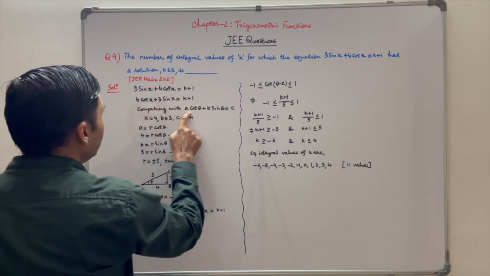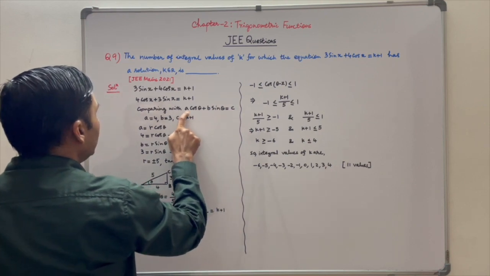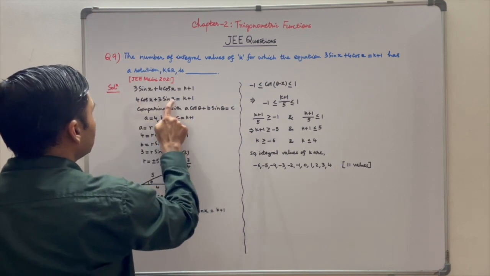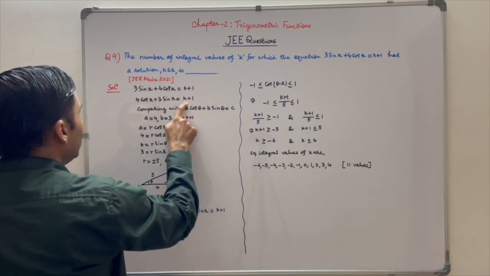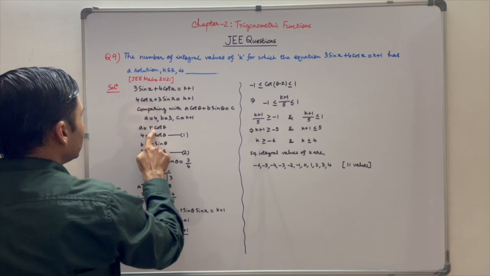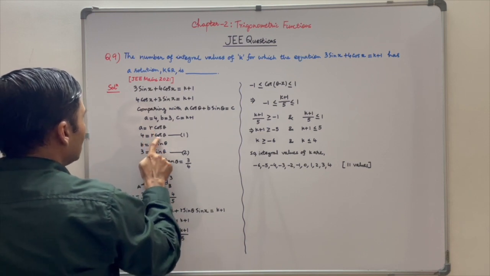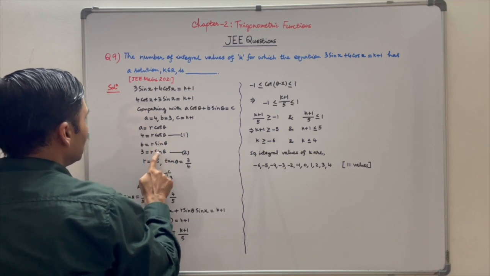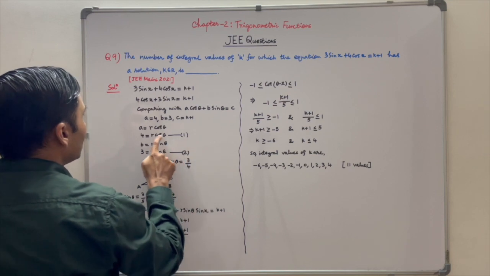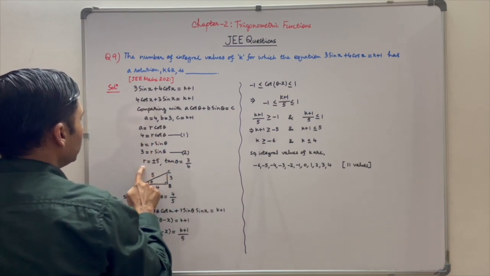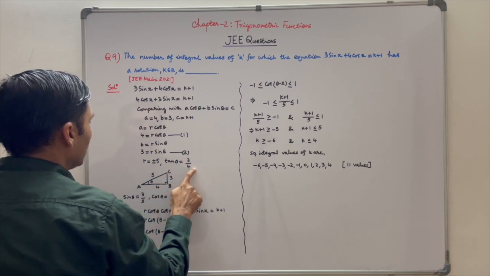Compare it with a cos theta + b sin theta = c. So a = 4, b = 3 and c = k + 1. Now write a = r cos theta and b = r sin theta. So 4 = r cos theta and 3 = r sin theta. Now solving these two equations for r and theta gives r = ±5 and tan theta = 3/4.